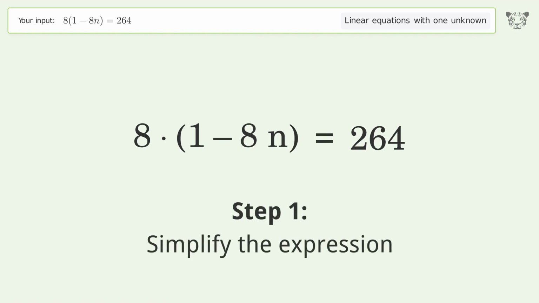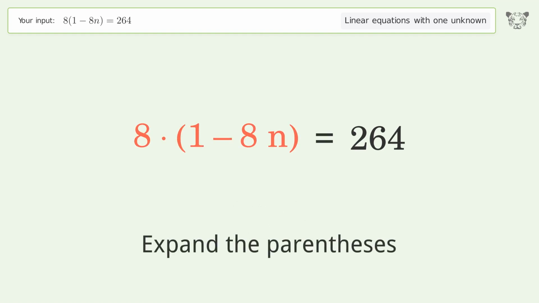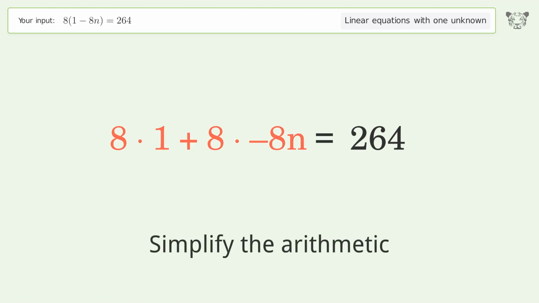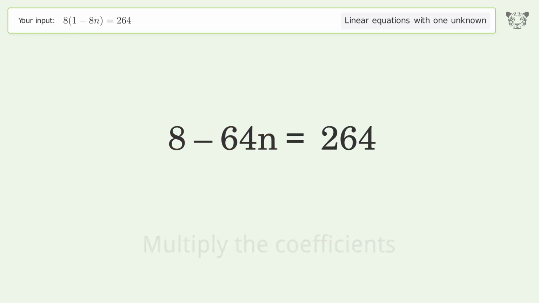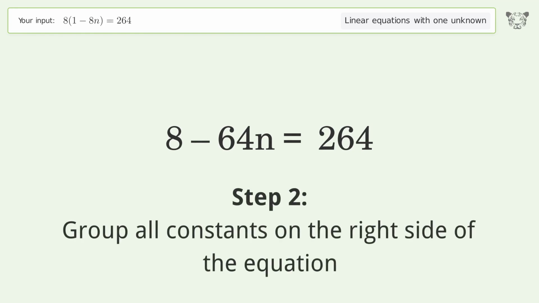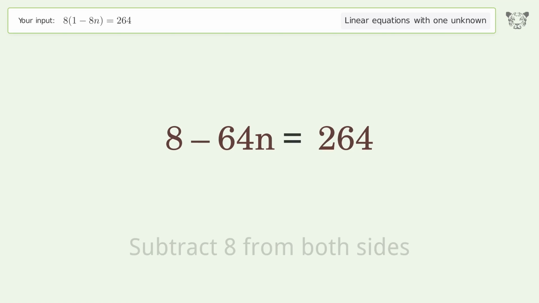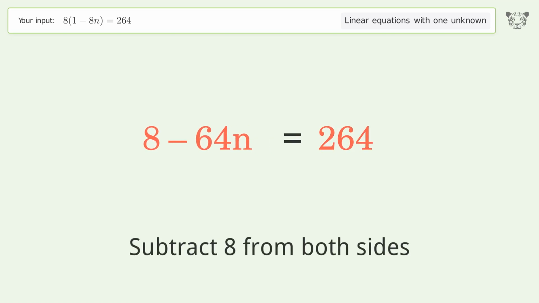Simplify the expression. Expand the parentheses. Simplify the arithmetic. Multiply the coefficients. Group all constants on the right side of the equation. Subtract 8 from both sides.